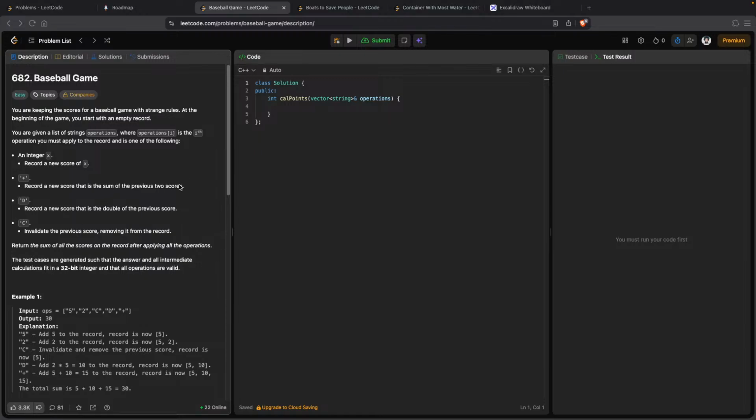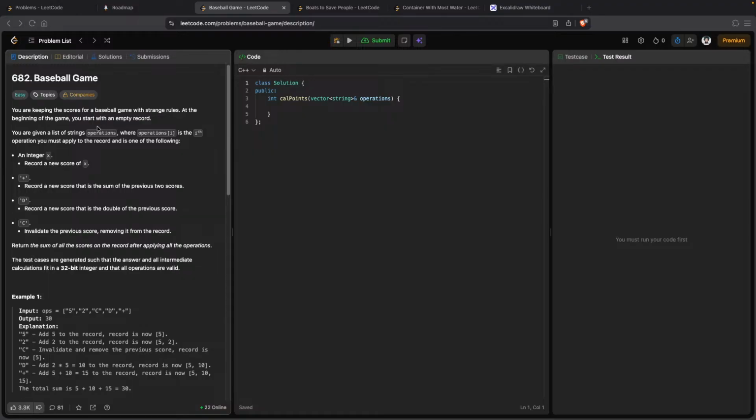Okay, what is the question? You are keeping the scores for a baseball game with strange rules. At the beginning of the game, you start with an empty record. You are given a list of strings operations, where operations[i] is the ith operation you must apply to the record and is one of the following. What does that mean? You are keeping a score for a baseball game with strange rules. At the beginning of the game, you start with an empty record. Okay.